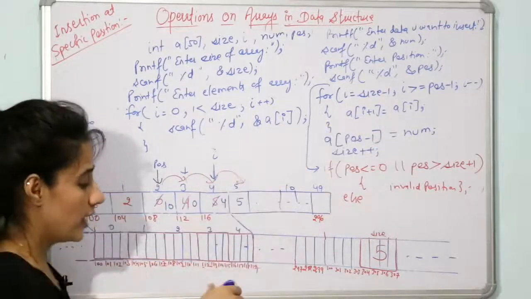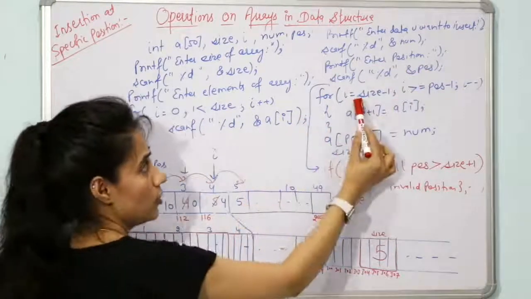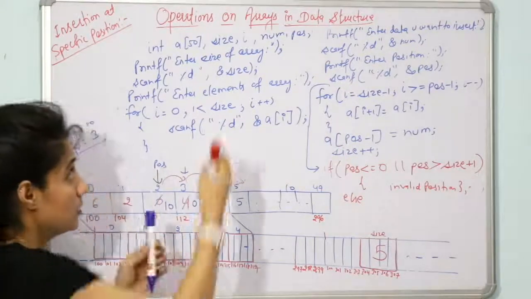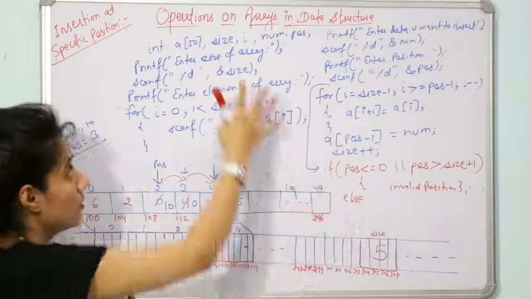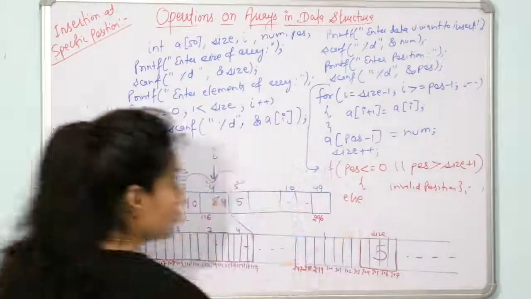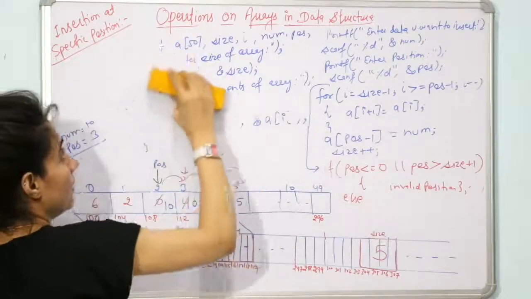You are not supposed to write in that case these lines, printf enter position and this, and you have to modify this for loop a little bit, fine. So this would be as it is, fine, this would be as it is. You are going to write this thing, I am going to rub this thing, and I am just going to write down this for loop, this updated for loop at the beginning.